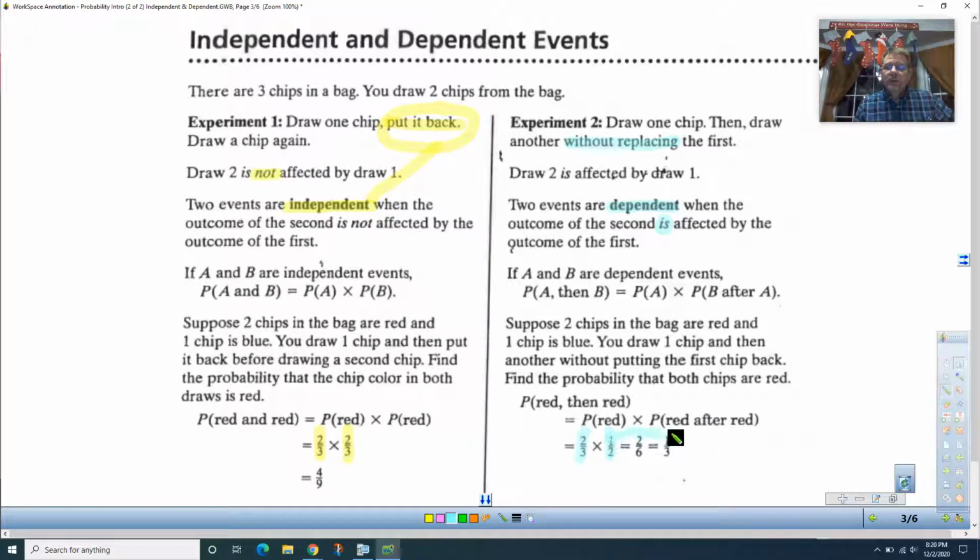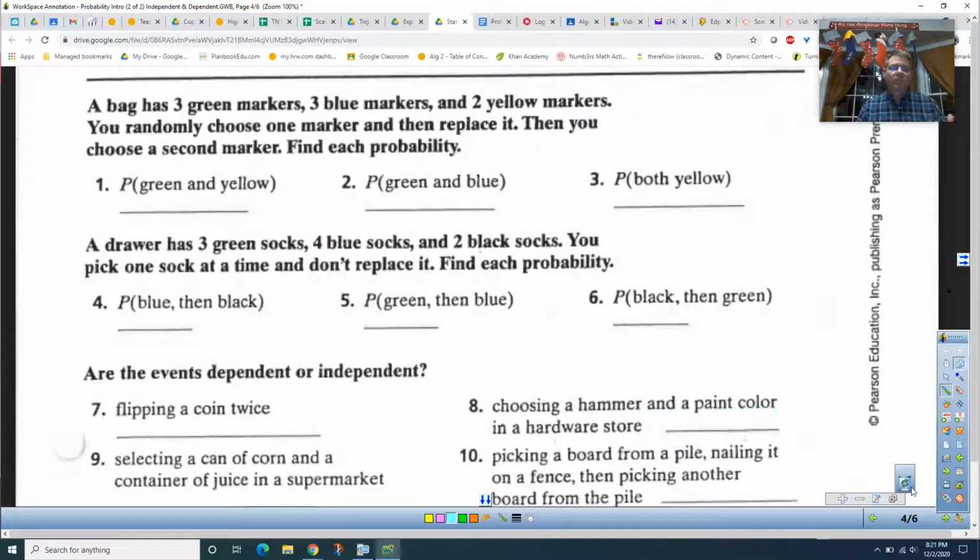Okay, so this guy is probably of red after they got a red the first time. So 2 times 1 is 2, 3 times 2 is 6, 2 over 6 is 1/3. So that's two different scenarios, with replacement and without replacement. So we got several different little scenarios here, just to briefly hit the tops of this idea. There's plenty more that you can do. It's a very big, broad idea. Well, this is kind of an introduction.